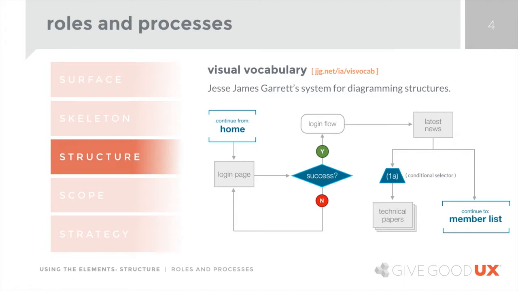If I go on to latest news, now I have some additional options. If you look at 1A, that's called a conditional selector, which essentially means I have options available to me that are a result of me landing on this particular section of the app or the site. So one of those options may be, okay, once I get there, I have technical papers available to me. That's one of the things I can choose. Or maybe I can just go somewhere else. I can continue on to a member list. Okay, so it's very visual in the sense that it helps you visualize what the process is, but it shows the variables. We're not only documenting artifacts and pieces of information, we're also documenting the flows and processes that allow us to access those pieces of information.